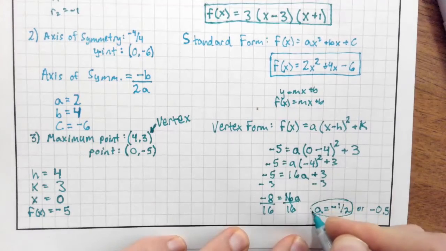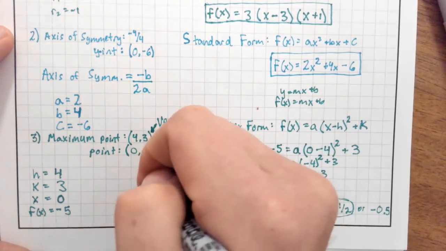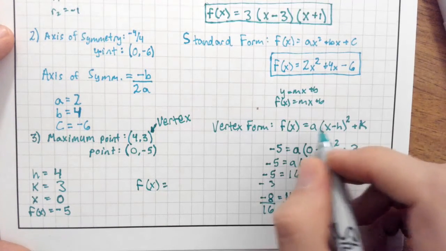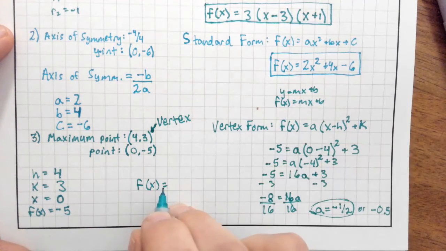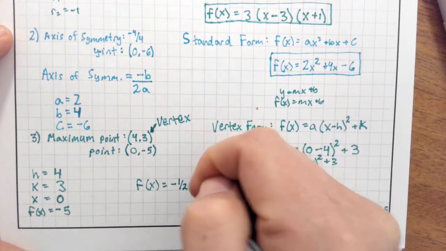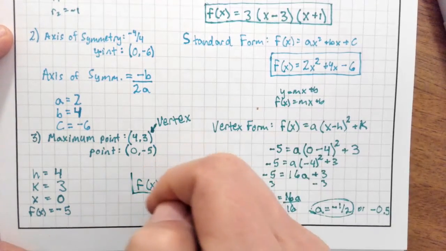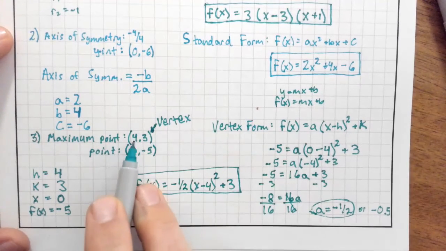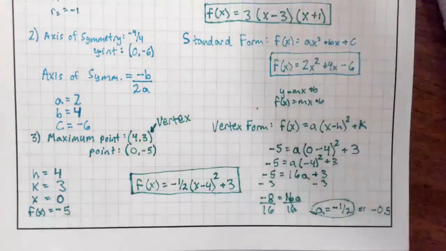Okay, so now that we have the a value, we are ready to plug everything in. So our final function rule here would be f of x equals, all I'm replacing is a, h, and k. I'm going to leave x and f of x there. f of x equals -1/2 times (x minus 4) squared plus 3. That is the function rule. That is the function rule that is guaranteed to have a maximum point of (4, 3), and also pass through the point (0, -5).